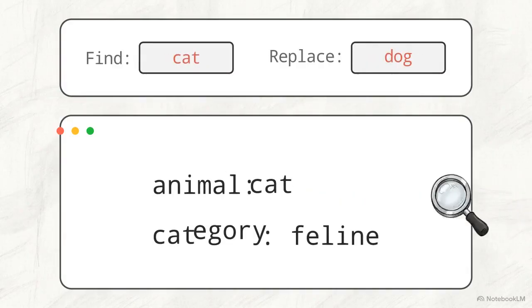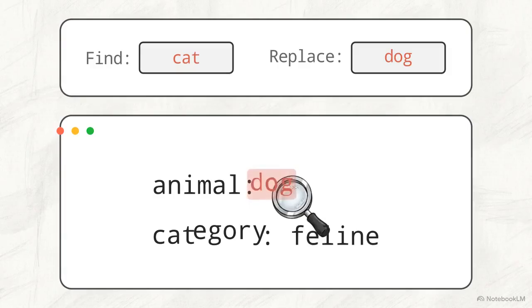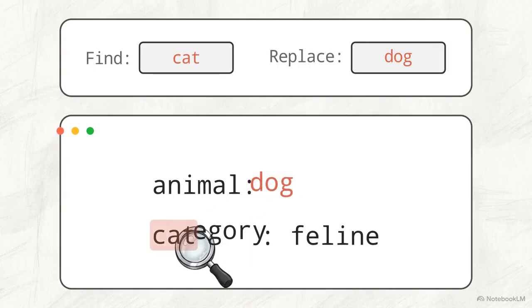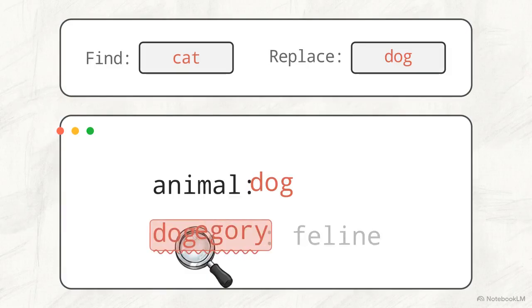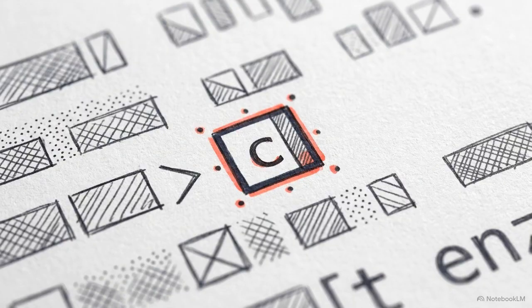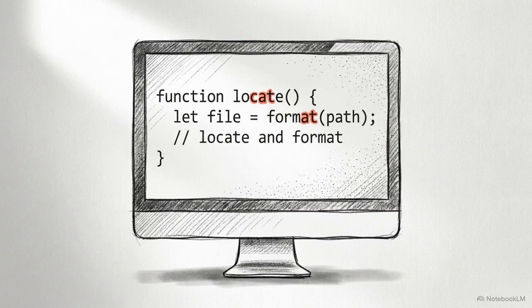This diagram shows what actually happens. If you tell the computer to change the word cat to dog, it blindly swaps those letters everywhere. Suddenly, the word category becomes Dogegory. Traditional text search tools are dangerous because they only read individual letters. They completely ignore the context and the meaning of the words around them.